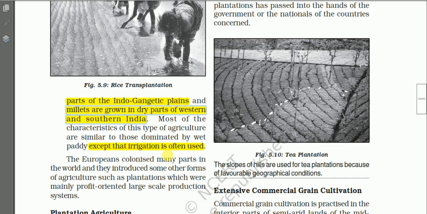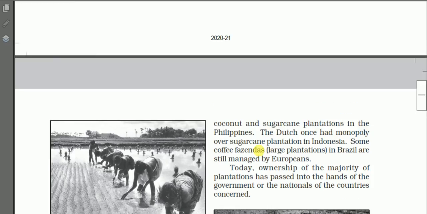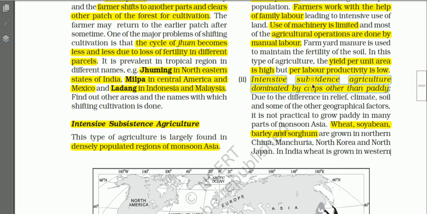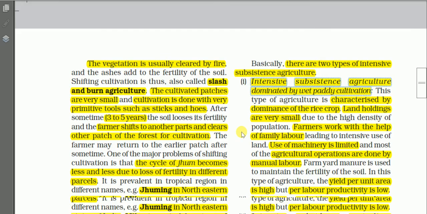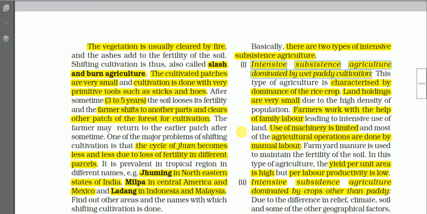And most of the characteristics of this type of agriculture are similar to those dominated by wet paddy, except that irrigation is often used. So this is the main difference between the two types of intensive subsistence agriculture. In this type of farming, intensive subsistence agriculture dominated by crops other than paddy, irrigation is used. Whereas in the case of intensive subsistence agriculture dominated by wet paddy cultivation, irrigation is not done. Okay, it is merely rain fed. So this is the main difference between the two types, and the remaining characteristics are almost the same.